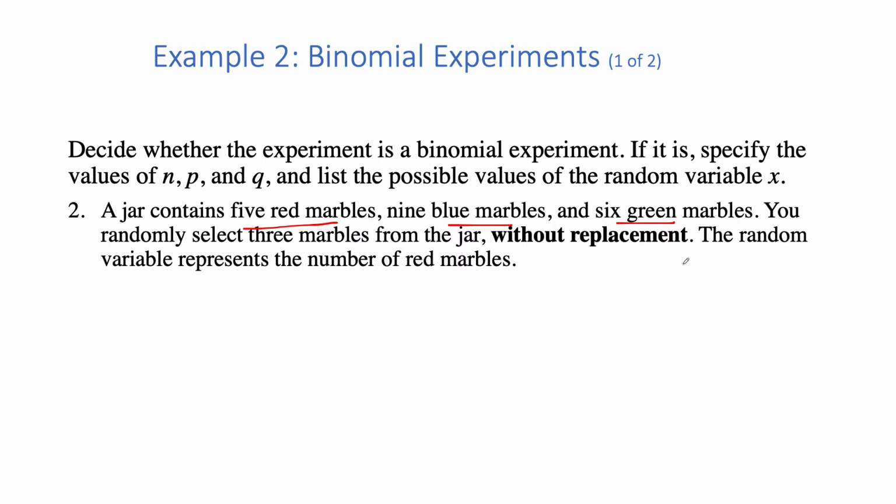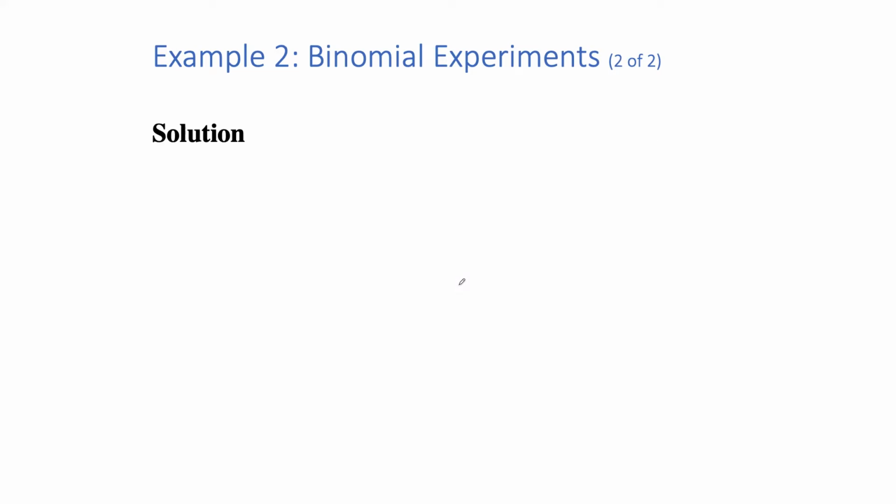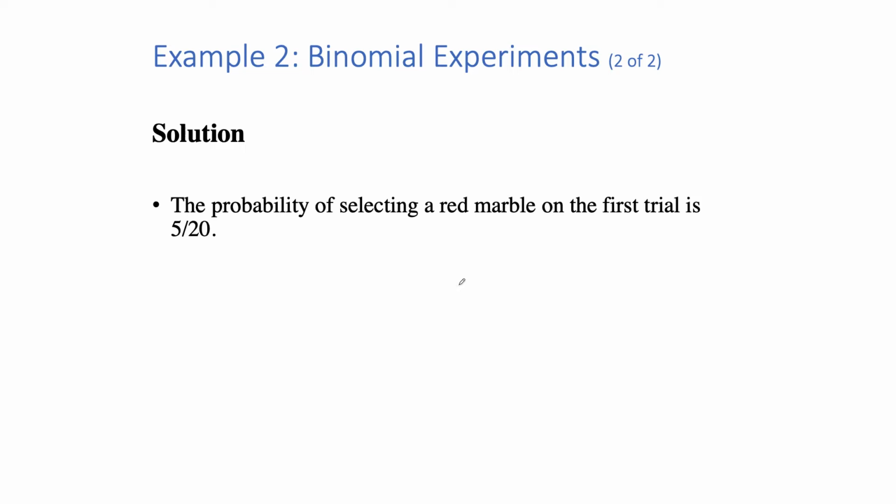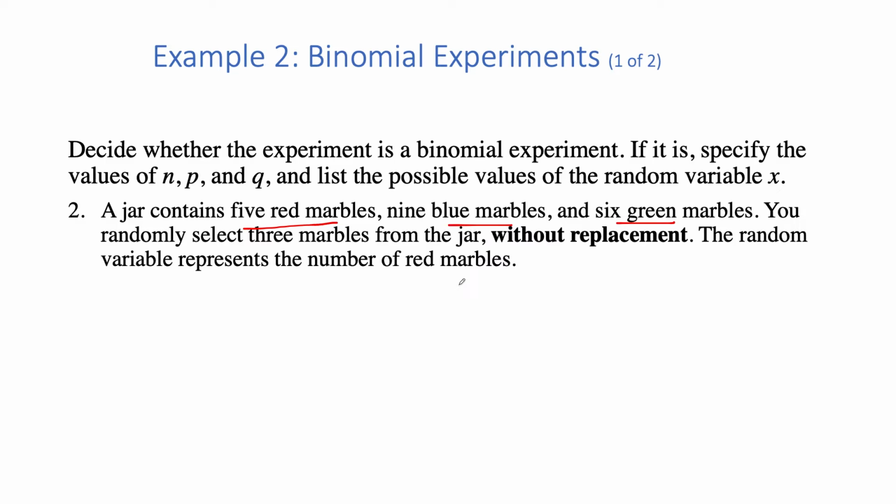Right. So you randomly select 3 marbles from the jar without replacement. So you're going to take these marbles one after the other out of the jar, but you're not going to replace them once they come out of the jar. The random variable represents the number of red marbles. X here will keep track of the number of red marbles.